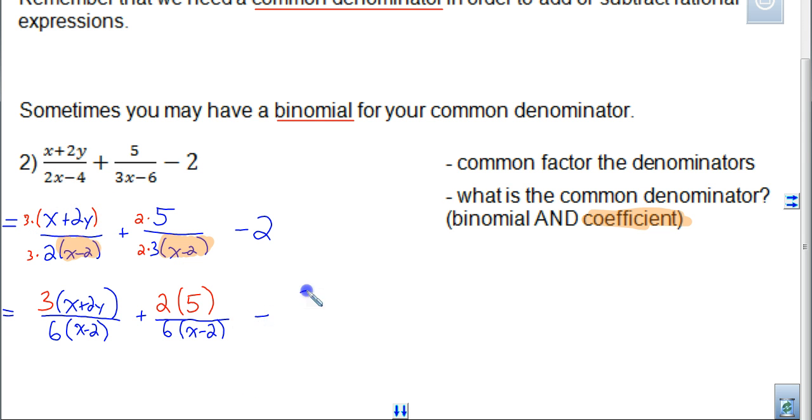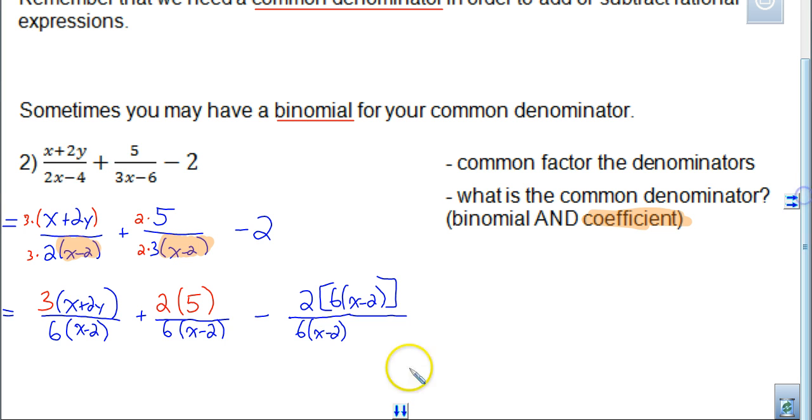Now remember that minus 2, if I were to write that as a fraction, that would be minus 2 over 1. So if I want that to have the same common denominator of 6 times x minus 2, then both the denominator and the numerator would have to be multiplied by 6 times x minus 2.